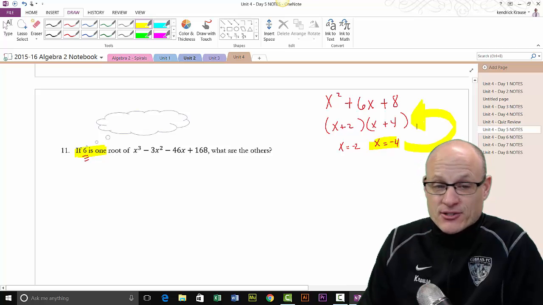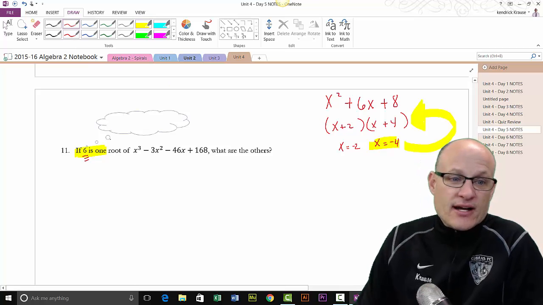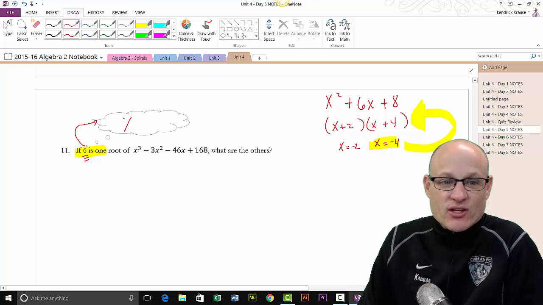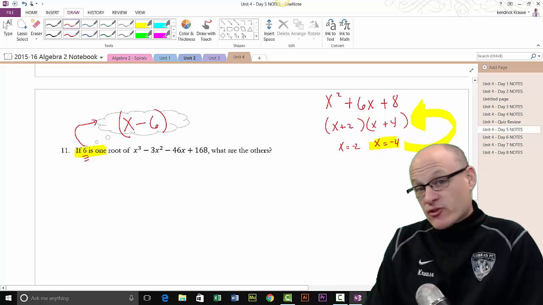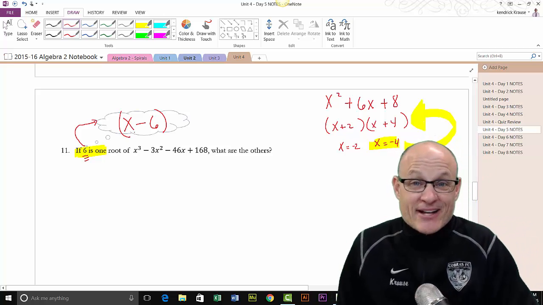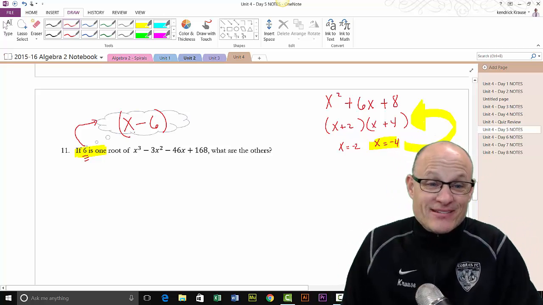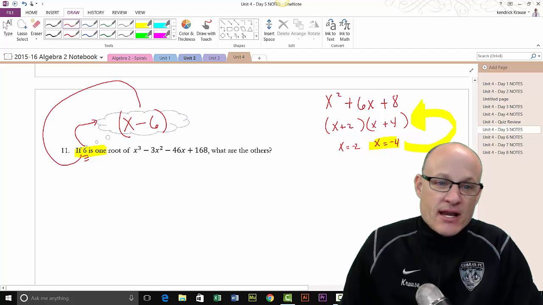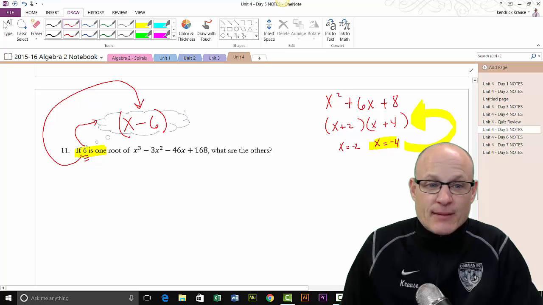I need the factor. Well, if I go over here, I've got 6 is a root. So what is my factor? My factor is x minus 6 in parentheses. We have been doing this all year. When you put an x value back into parentheses, it goes in with an opposite sign. So put it back in there with an opposite sign.